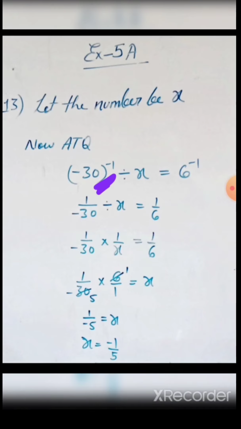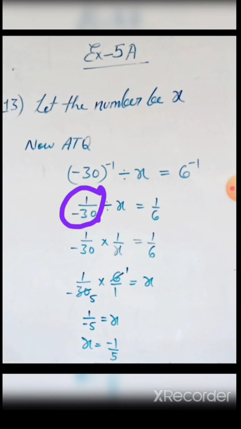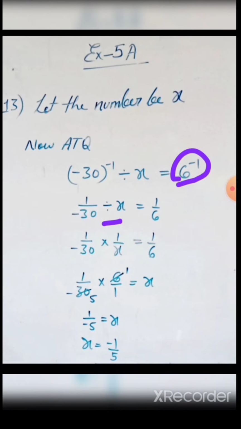So for 30 raised to the power minus 1 we will do the reciprocal of it, and the power will become positive 1. So no need to write 1 in the power, we can write directly 1 by minus 30 divided by x as it is. Then 6 raised to the power minus 1, this also we will do the reciprocal, it will become 1 by 6 and power will be 1. So no need to write positive 1, we can skip it.